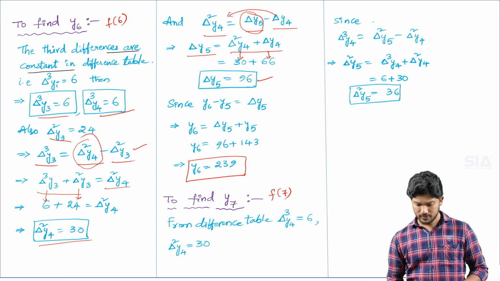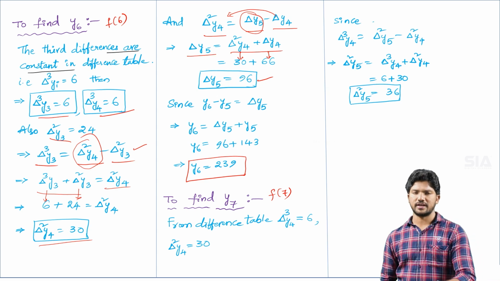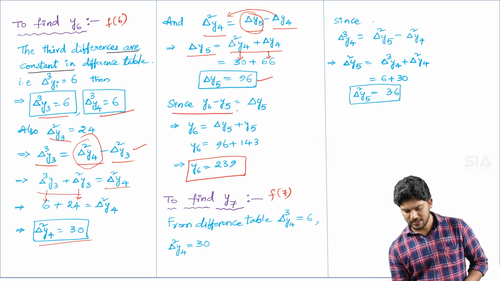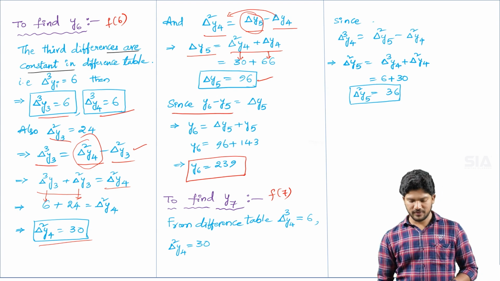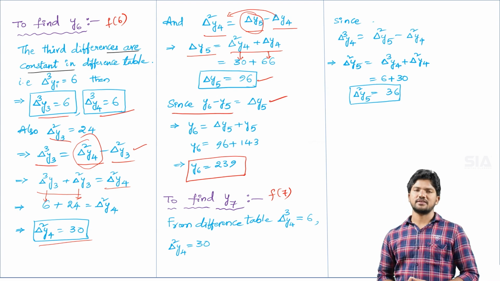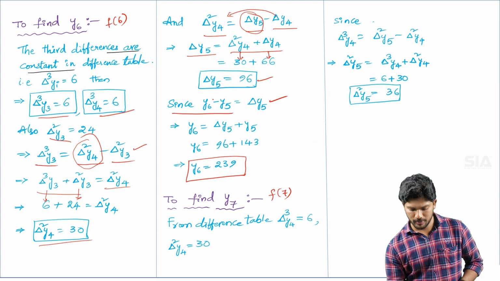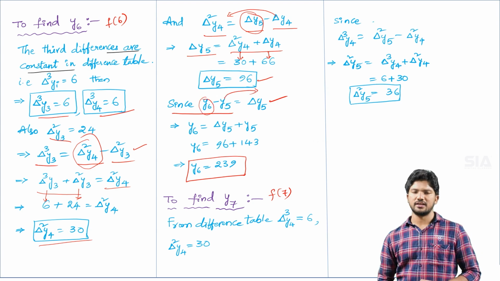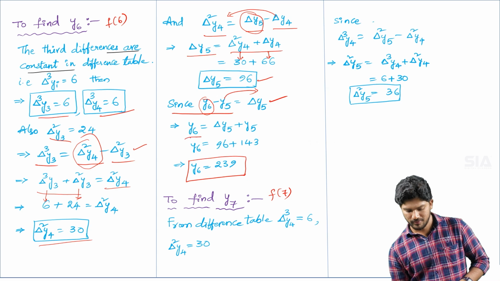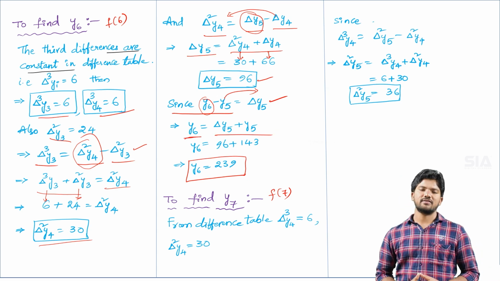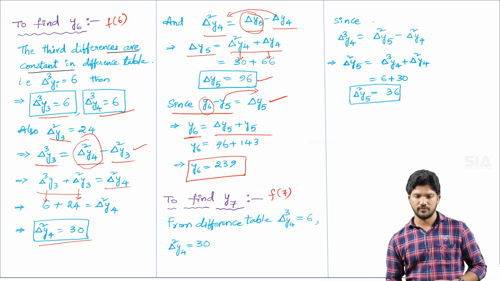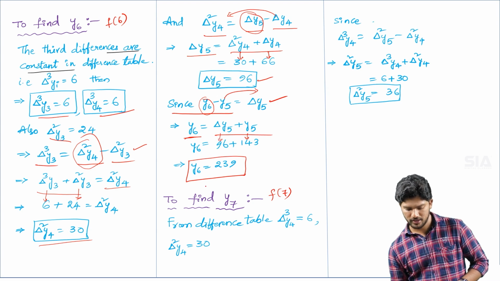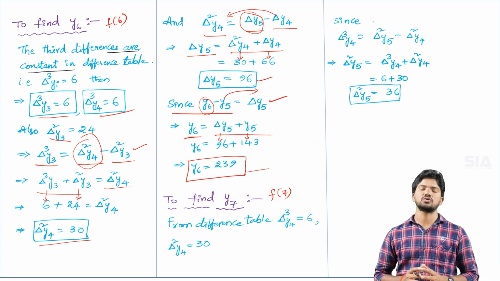Therefore delta y suffix 5 is equal to 96. Now we have got delta y suffix 5, since y suffix 6 minus y suffix 5 is equal to delta y suffix 5. Therefore now what we need is the y suffix 6 value. Send this delta suffix 5 to the RHS: y suffix 6 is equal to delta y suffix 5 plus y suffix 5. So therefore substitute the corresponding values. From the table you will get y suffix 6 is equal to 239.